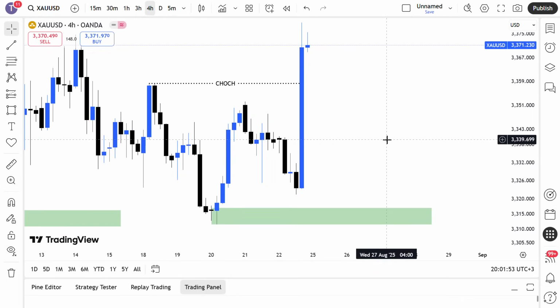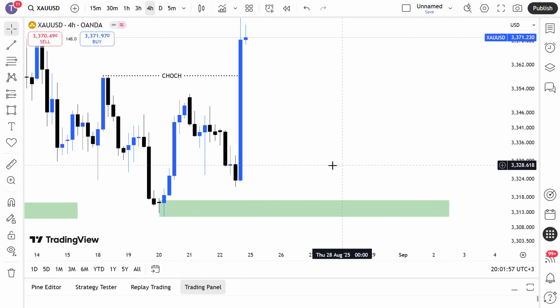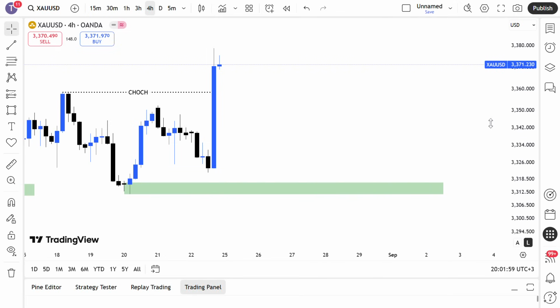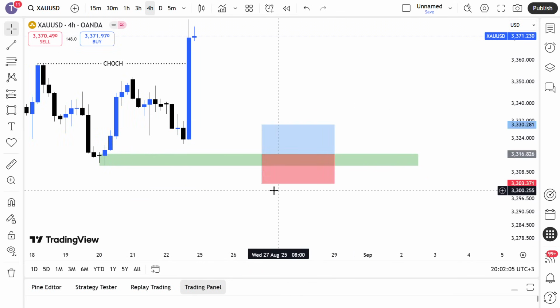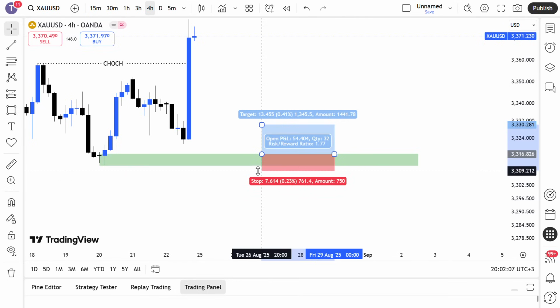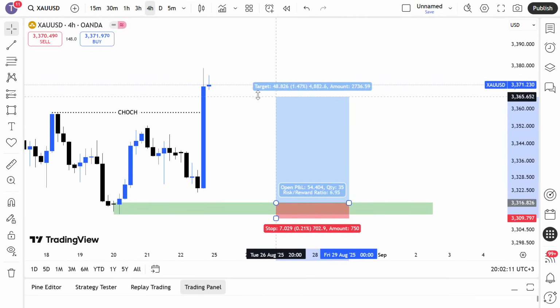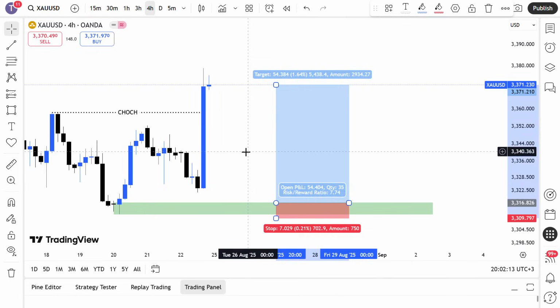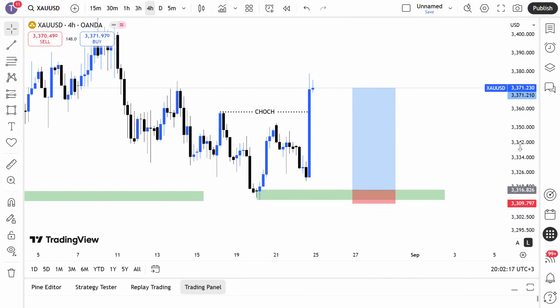So I think that is for gold, and it is very clear that we have a very good setup. It is showing us a very good structure that we can make use of this opportunity and take it to our own advantage. So I think that is for gold.